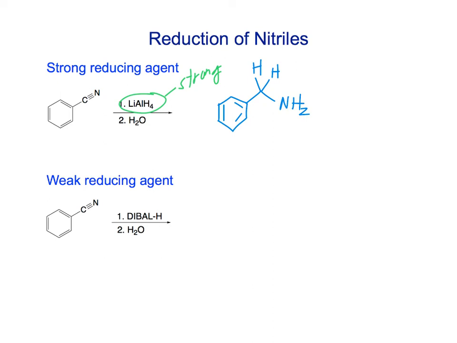What else can we reduce with lithium aluminum hydride to get to a primary amine or to an amine? An amide, right? So we could also get to this same molecule by reducing this amide with lithium aluminum hydride followed by water. Okay, those would both go to the same thing.